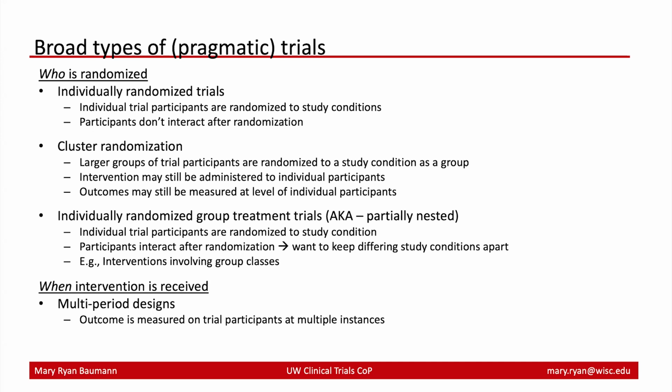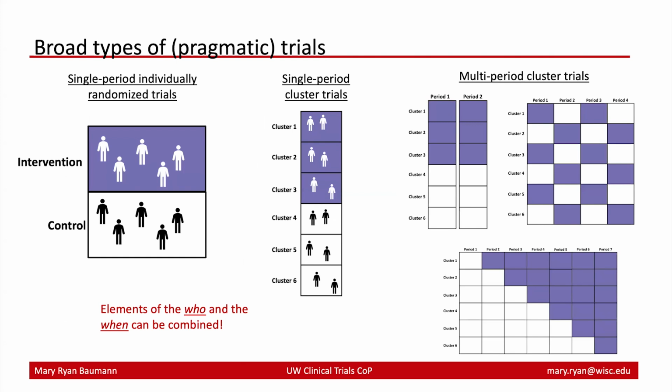You can have a kind of single time period design where you do a baseline measurement and you do a measurement kind of at the end of the study. Or you can do something like a multi-period design, where the outcome is going to be measured on trial participants at multiple instances. And you might have people experiencing both trial conditions throughout the course of the trial. So just some kind of examples of types of pragmatic trials.